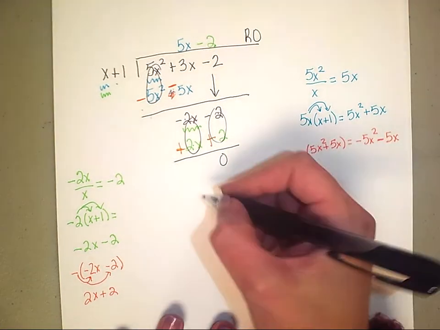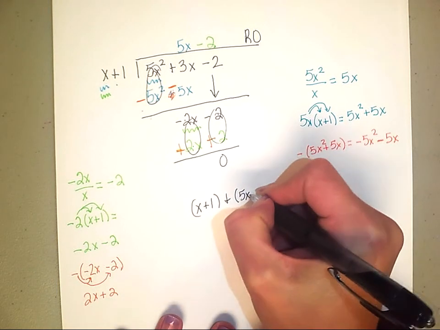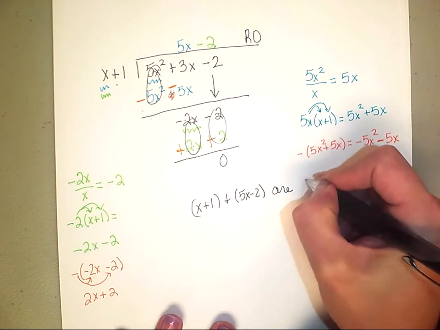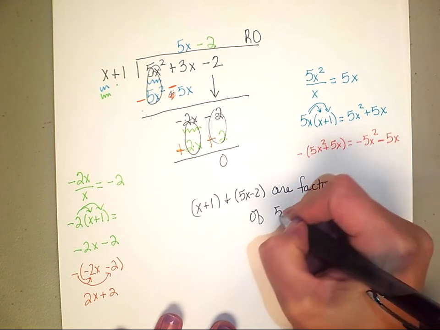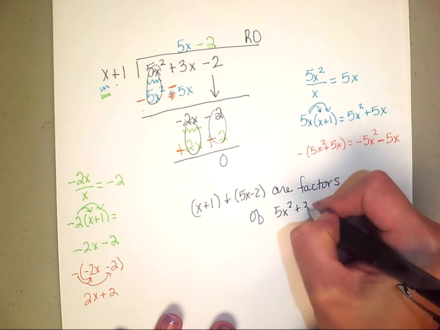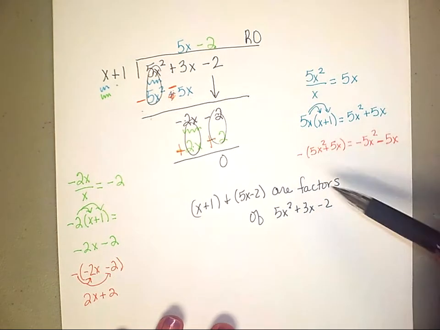So this means x plus 1 and 5x minus 2 are factors of 5x squared plus 3x minus 2. So if there's a remainder of 0, we know they are factors.